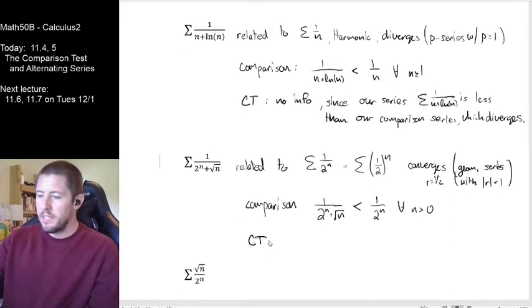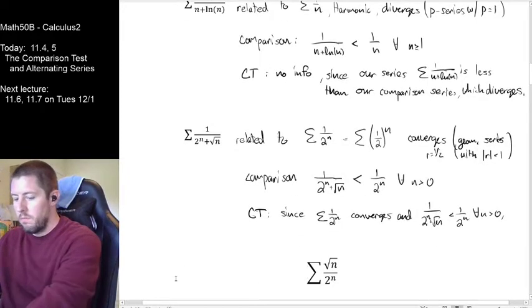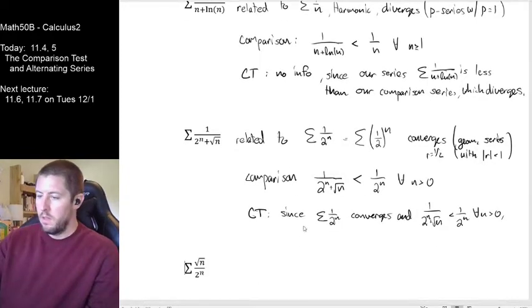So what does the comparison test tell us? Since the sum of 1 over 2 to the n converges, and 1 over 2 to the n plus root n is less than 1 over 2 to the n for all n greater than 0, the comparison test says that the sum of 1 over 2 to the n plus root n also converges.